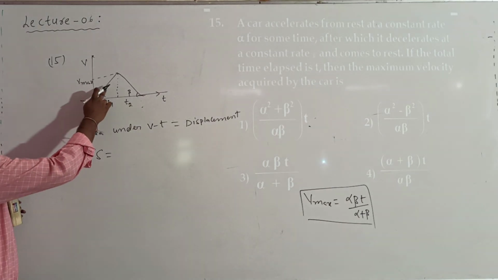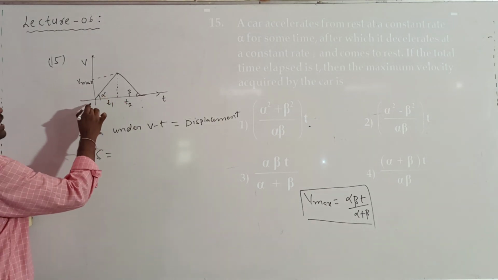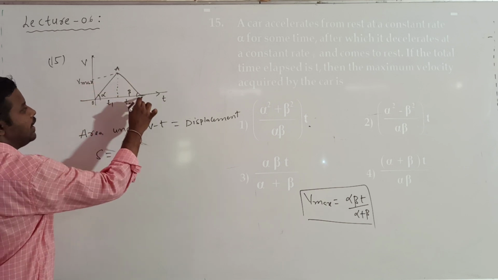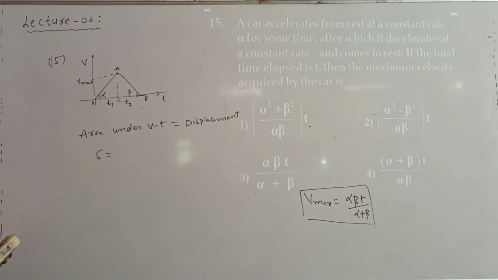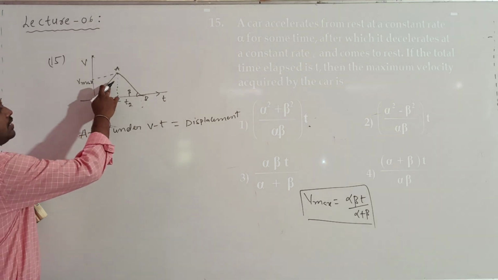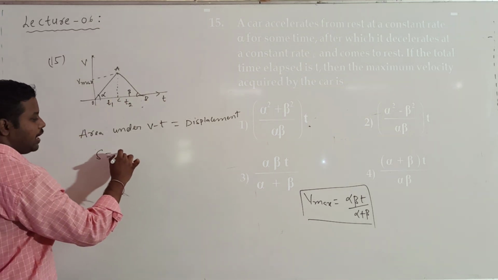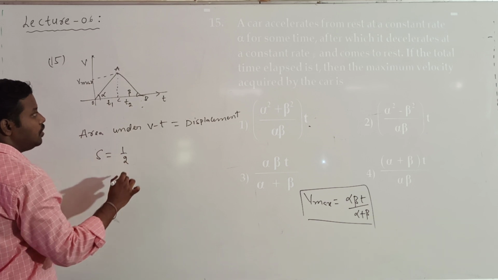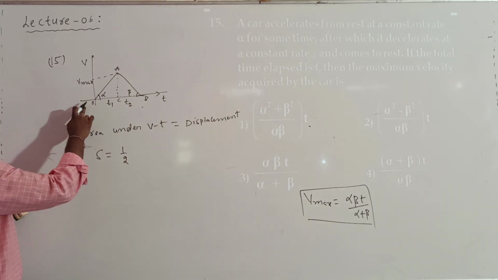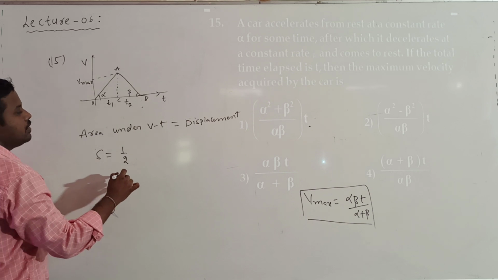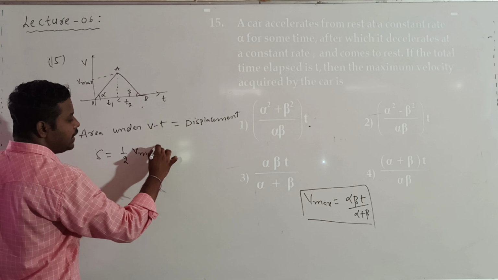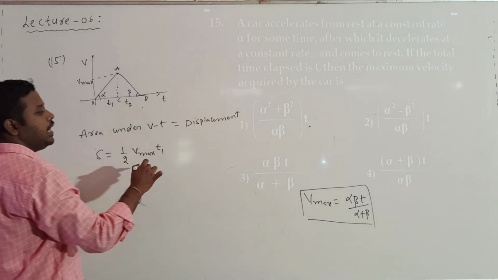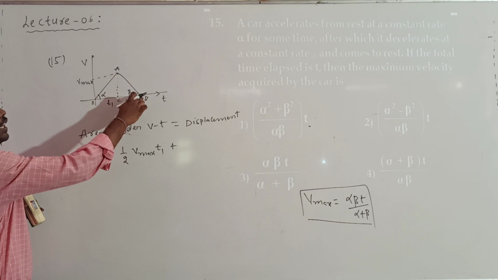Now can I divide the total area into two parts? If I call this O, this A, this B, and this C, then two triangles are there: OAC and the next one ABC. So the total area is the sum of the areas of these two triangles. What is the area of a triangle? Half into base into height. The area of triangle OAC is half into base T1 into height Vmax. Similarly, what is the area of triangle ACB?